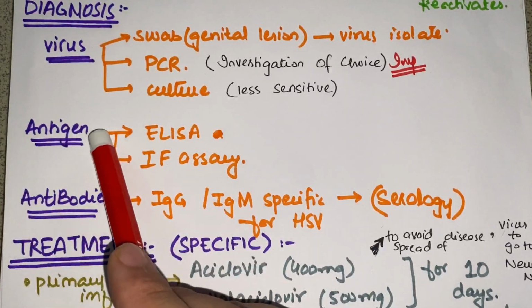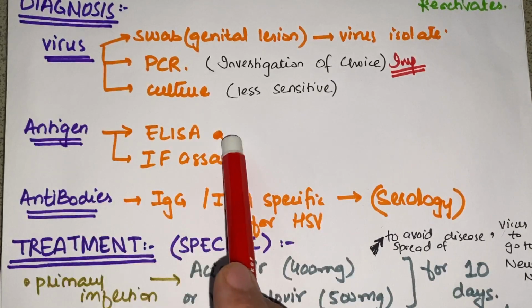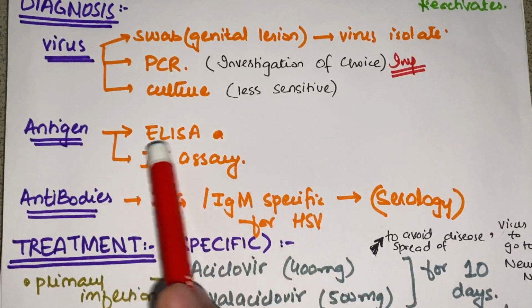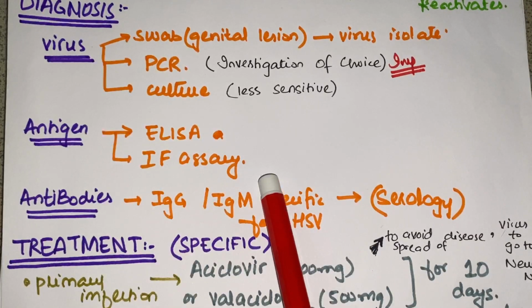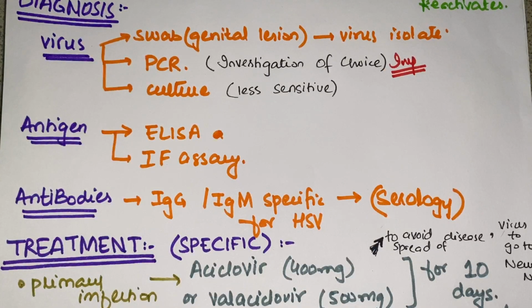Then moving on to antigens. Now we can identify the antigens of the virus by two major techniques, ELISA or immunofluorescence assay. Antibodies are identified by serologies, of course, like IgG or IgM antibodies, which are specifically produced against HSV. So this is the whole diagnostic points that you should know, how we will diagnose this patient.